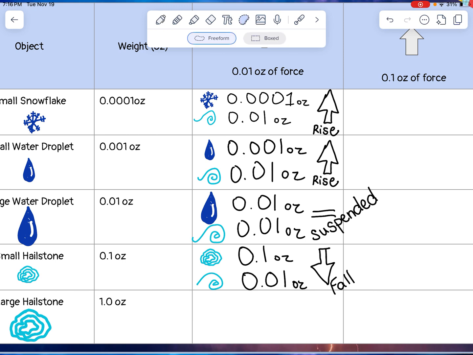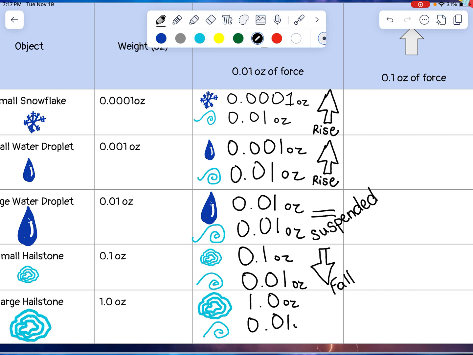So if a small hailstone falls, I'm going to go ahead and guess that the large hailstone definitely falls. Let's see. The large hailstone has a weight of 1.0 ounce. Oh yeah. And the weak updraft only has a force of 0.01 ounce. The large hailstone wins right away. 1 ounce compared to 1/100th of an ounce. That hailstone is going to fall, pulled back down to the earth by the force of gravity.